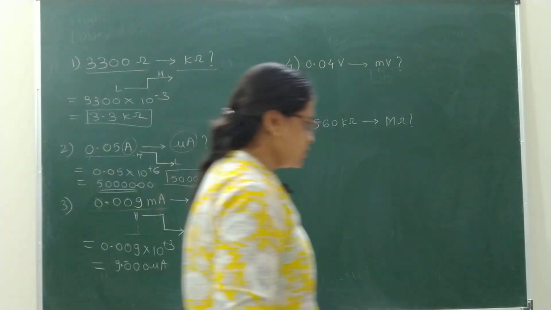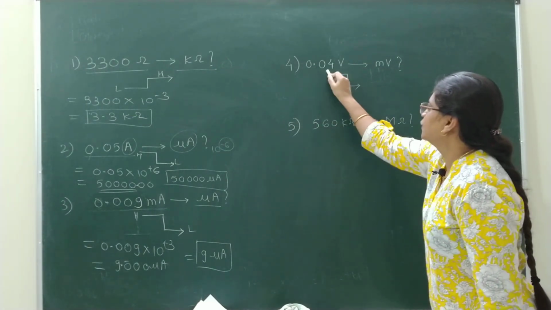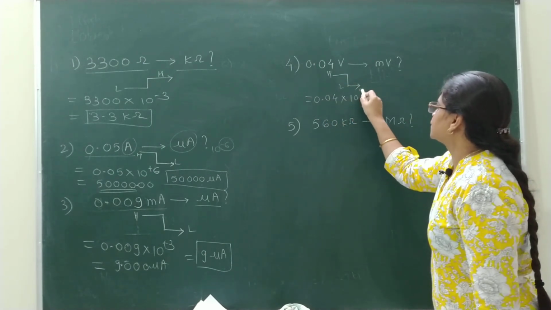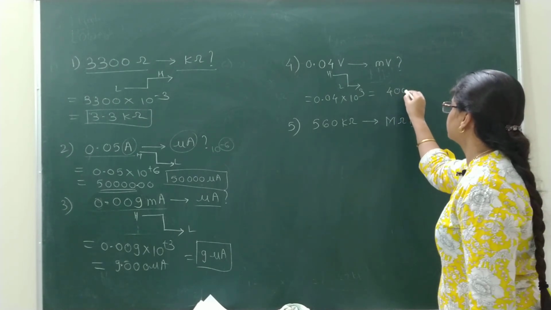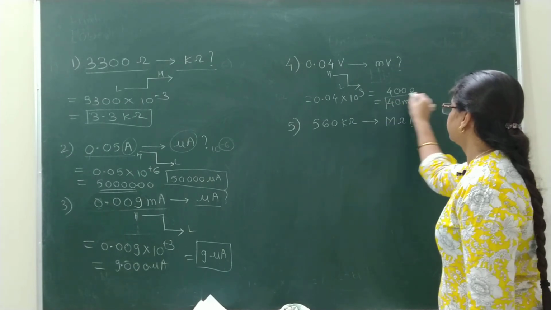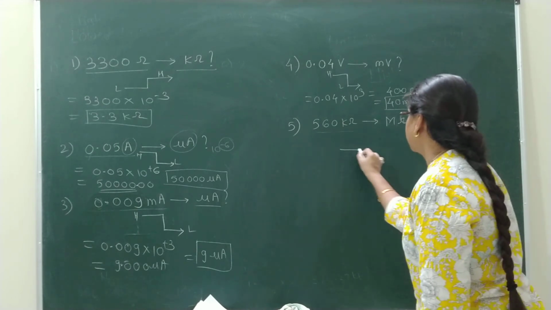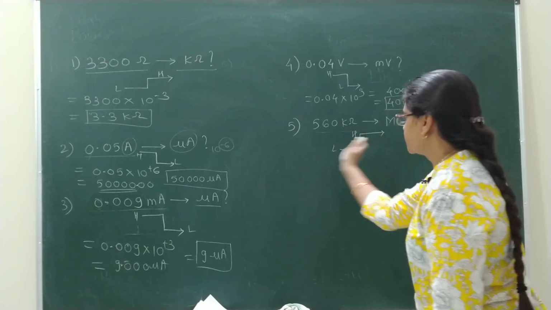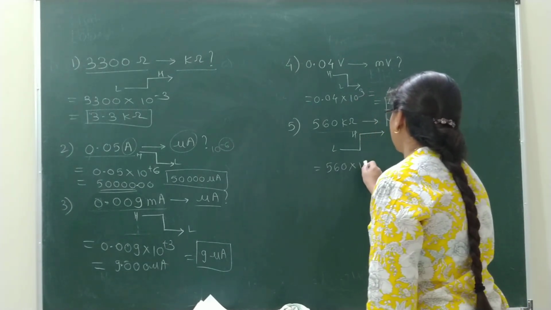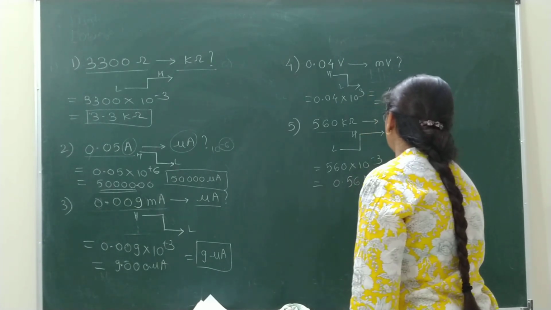Next one, 0.04 volt is to be converted into millivolt. Again, from higher unit to lower unit. So multiply 0.04 by 10 raised to 3. So here it shows 4,000, adjusting 2 decimal points. It becomes 40 millivolt. Next, 560 kilo ohm is to be converted into mega ohm. That is lower unit to higher unit. Shift the decimal point towards left. So 560 into 10 raised to minus 3. It makes it 0.56 mega ohm.